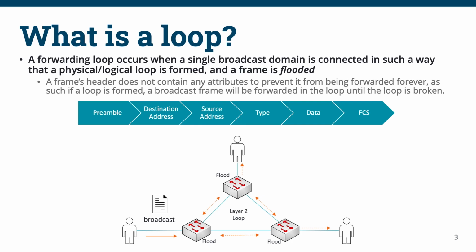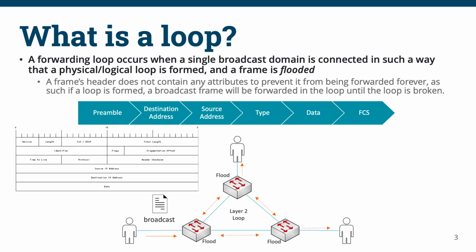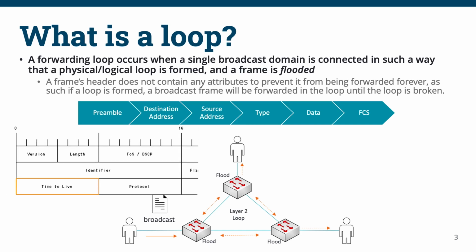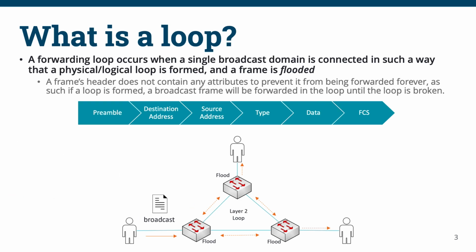This phenomenon occurs because the layer 2 Ethernet header does not contain any fields which prevent it from being forwarded forever. Where the layer 3 IP header contains a TTL field, or time to live, allowing the packet to be forwarded through a maximum of 256 hops, the layer 2 Ethernet header has no such field. The layer 2 frame can be forwarded forever in a loop according to the Ethernet protocol.